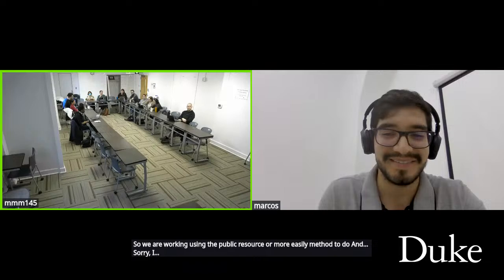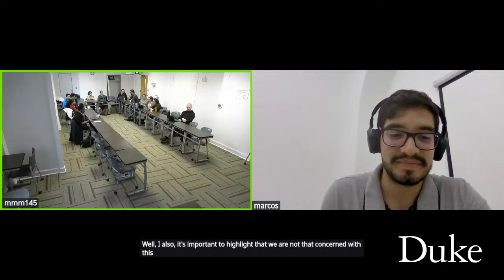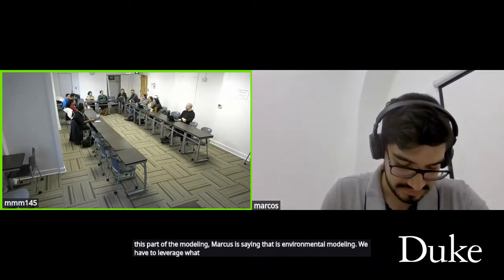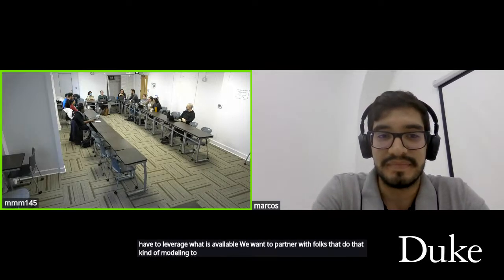I forget the question. Well, it's important to highlight that we are not that concerned with this part of the modeling Marcos is saying. That is environmental modeling. We have to leverage what is available. We want to partner with folks that do that kind of modeling to get the best models of exposure.